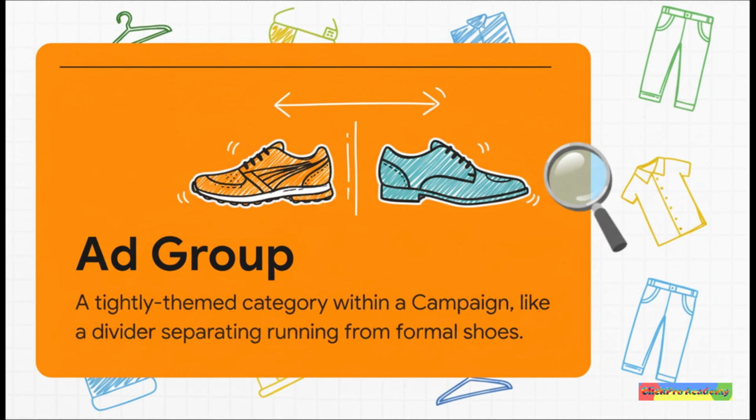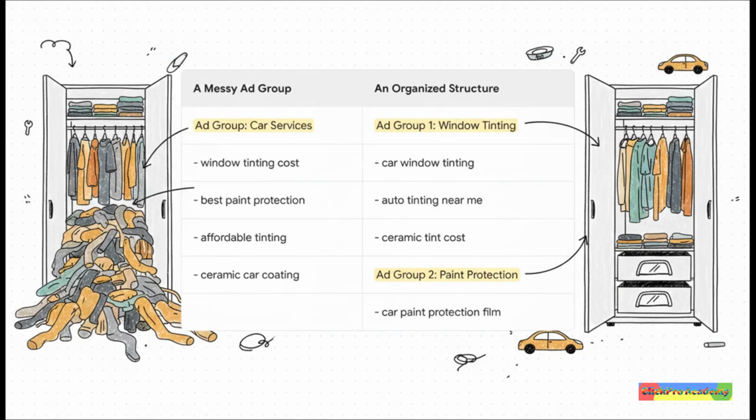You'd have one little section for jeans, another for chinos, and maybe a third one for shorts. The key here, and this is everything, is that each ad group has one single super tight theme. And this slide just perfectly shows what I'm talking about. This is the mistake. Look at the left. That's the messy approach.